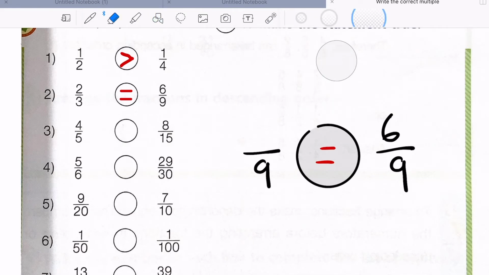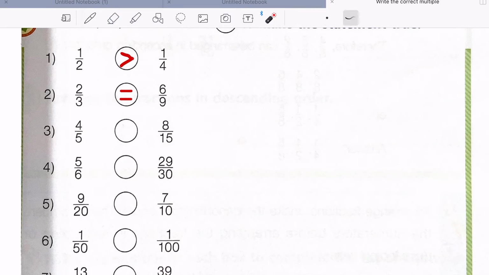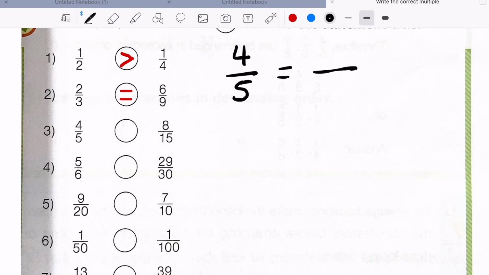Now let's look at number 3. Let me erase this. Number 3. 4/5 compared to 8/15. We have to turn this 5 into 15. So let's write that out. 4/5 compared to, so we have to turn this into something over 15. So what do we have to do? 5 times what equals 15? 5 times 3 equals 15. 4 times 3 as well.